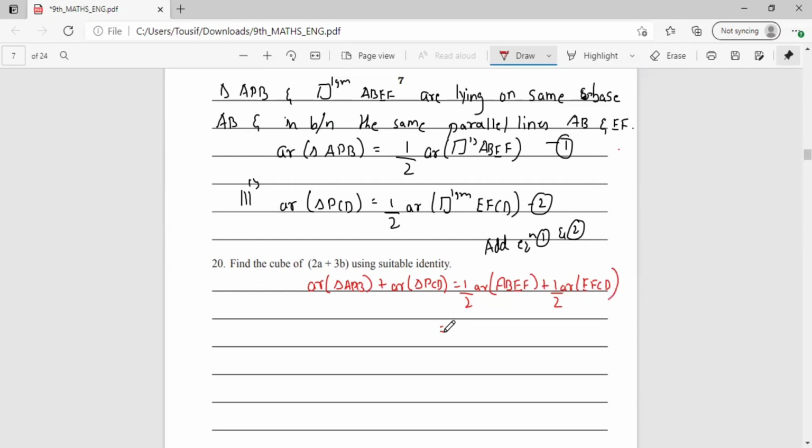Okay, so on the right-hand side, we can take something common. What is that common? Half, we can take it common. So what is the meaning? We're going to write the bracket: area of ABEF plus area of EFCD.